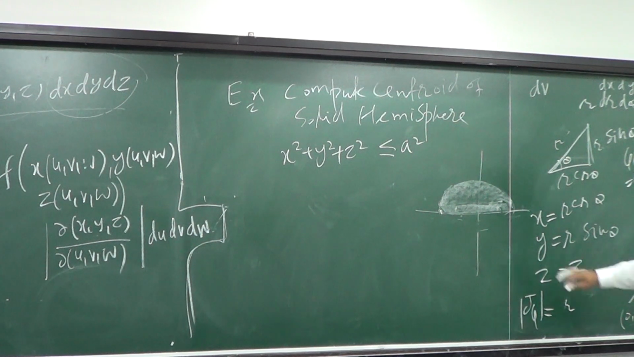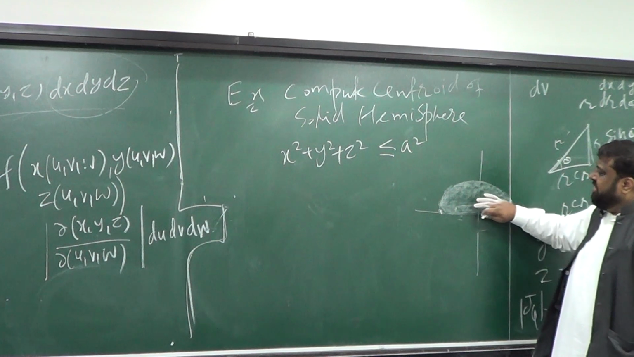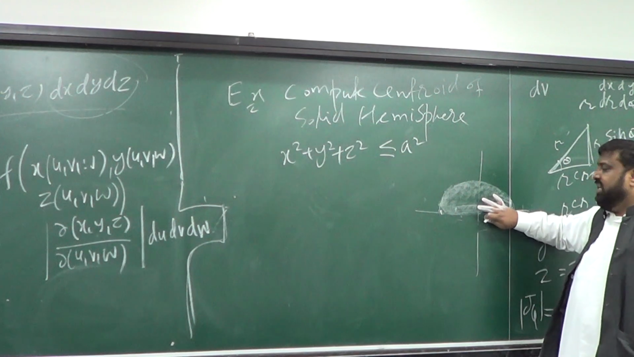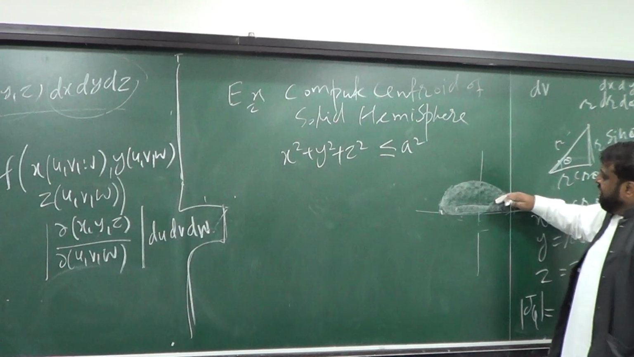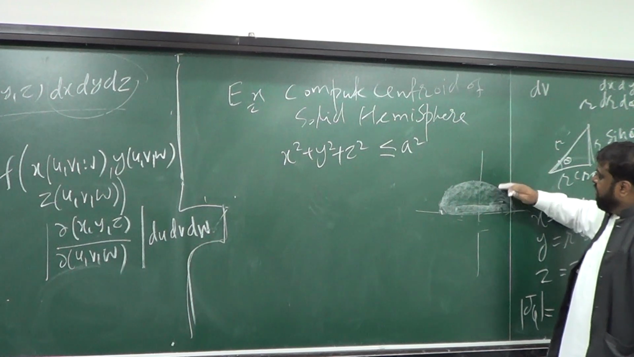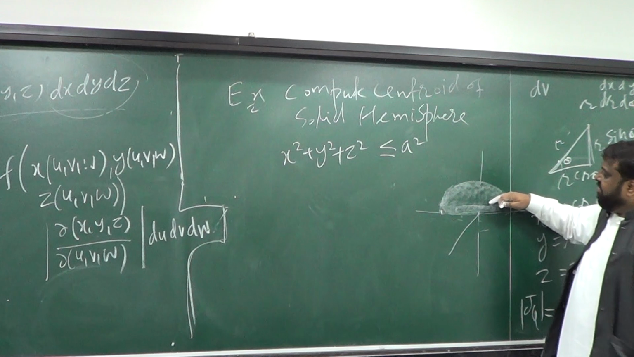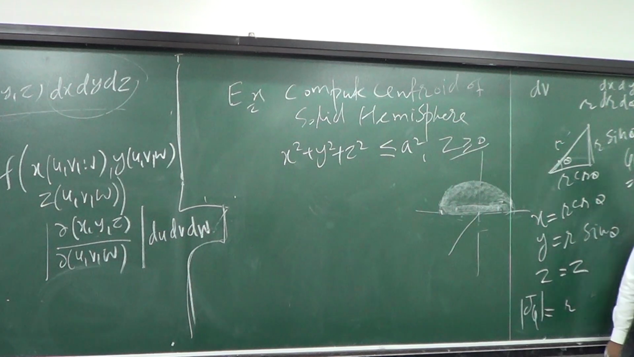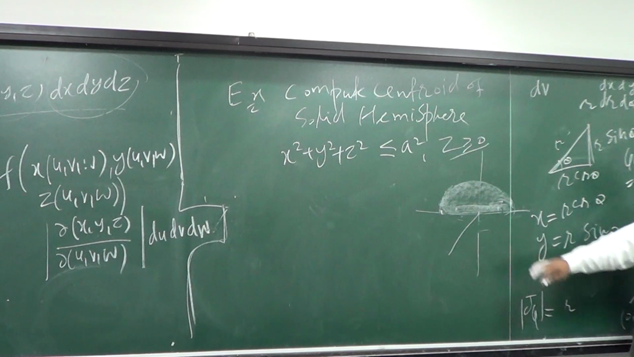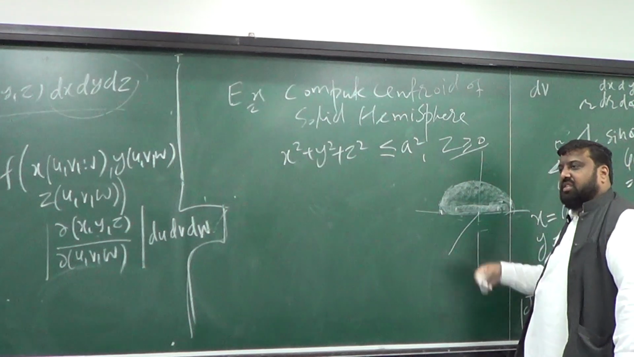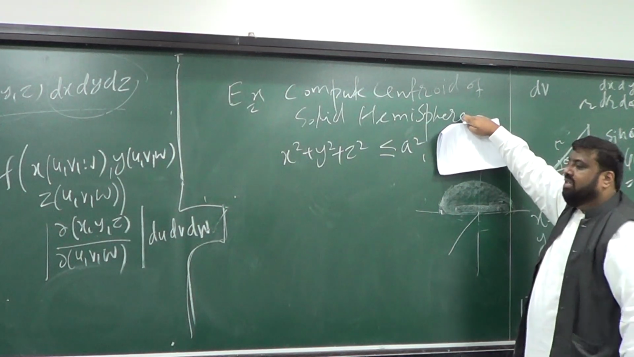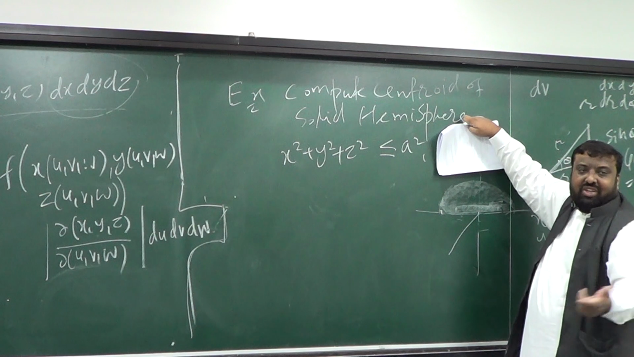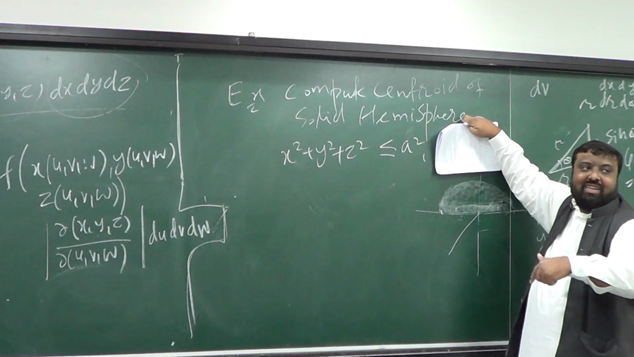And if you are, for example, placing your hemisphere in a three-dimensional system in this manner, then you are only interested in the upper part of it. In other words, you are only interested in that part when z is bigger than or equal to 0. Not interested in the lower part of z. If I don't put this restriction, then you are talking about a solid sphere actually, the sphere with all points on it and in it.